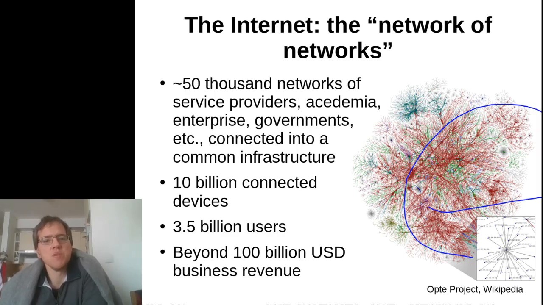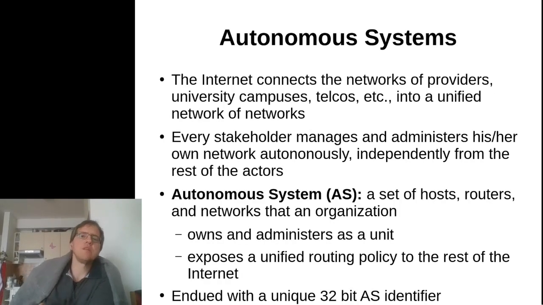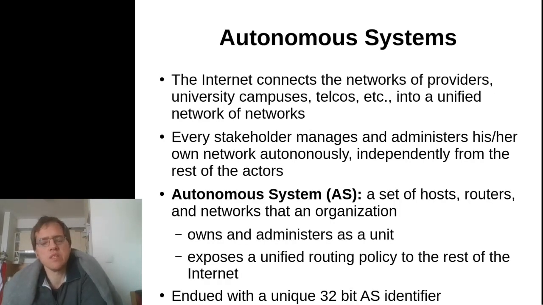So we're talking about 10 billion connected devices, which is a lot. Roughly half of the world is actually connected these days into the internet, and newcomers are arriving in masses. And beyond $100 billion US business revenue, this is a highly conservative estimate on the business value that's actually created on the internet. So what are these networks that actually make up the internet?